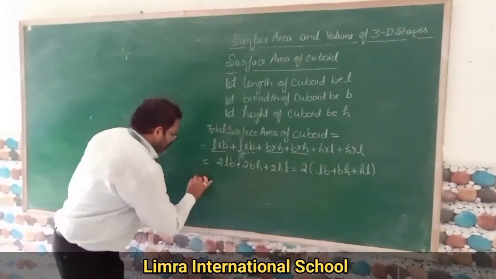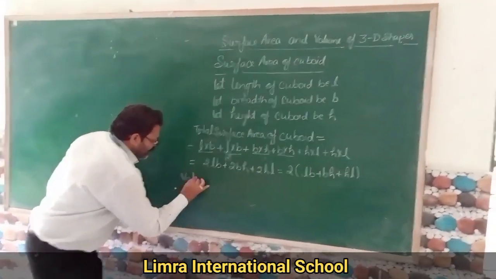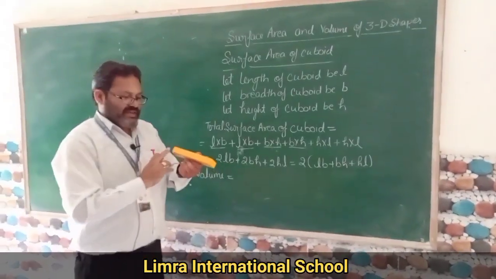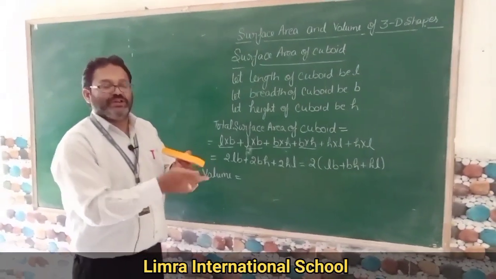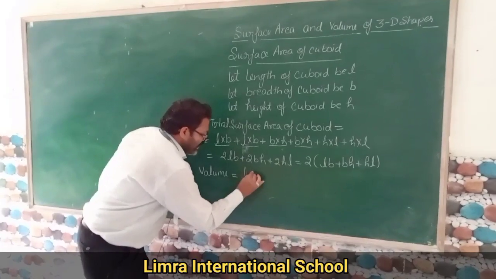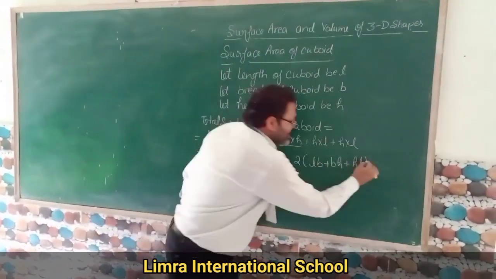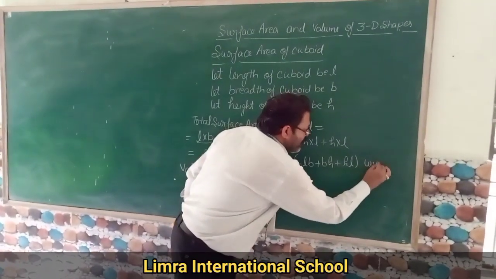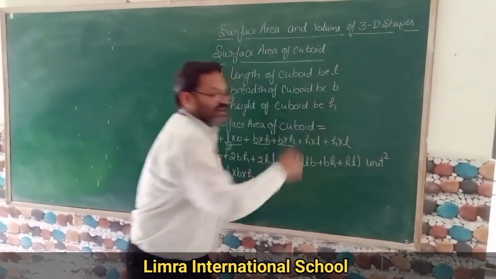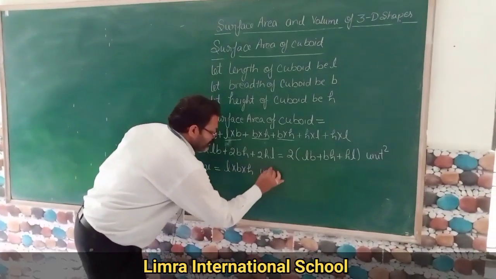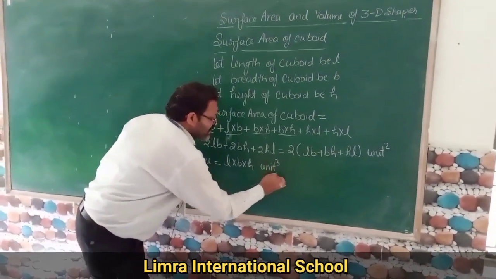Now I am telling you the volume of a cuboid. Volume of a cuboid is length into breadth into height. So you can write it L into B into H. You can use the unit here, unit square, maybe it is centimeter or meter also, and it is unit cube. It may be meter, centimeter also.